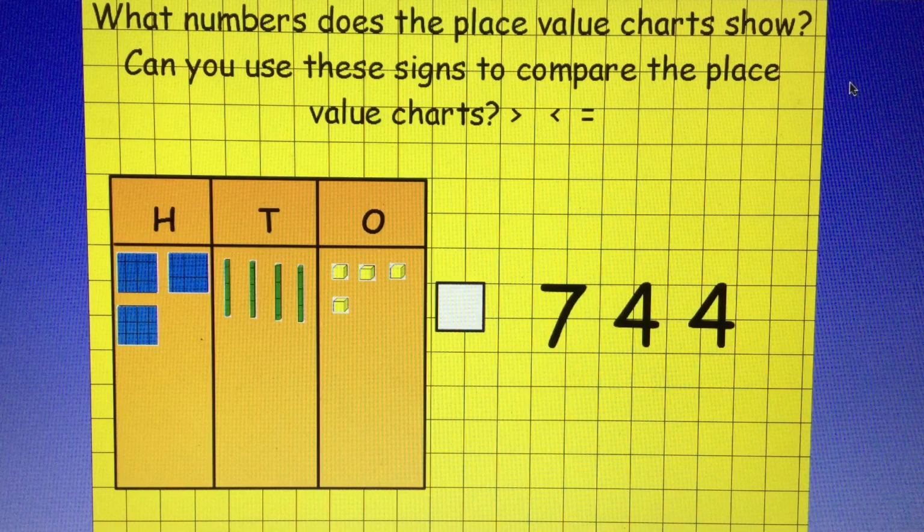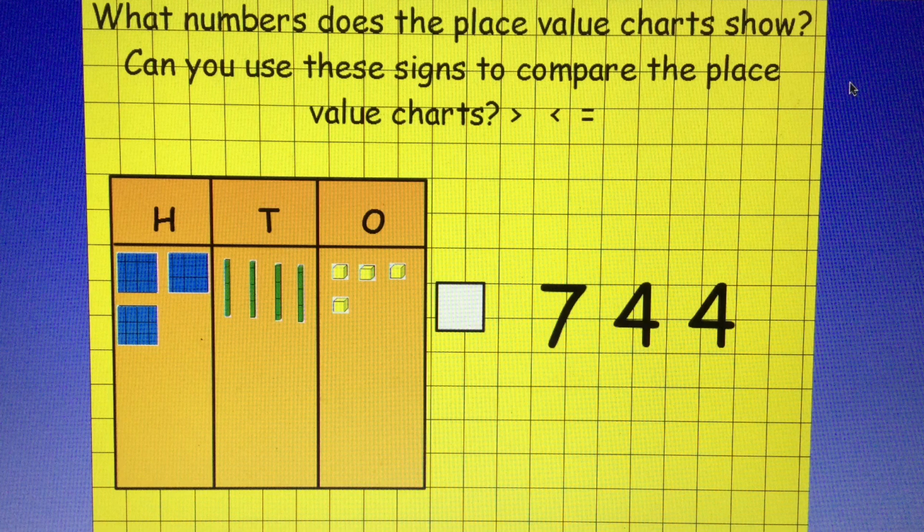What numbers does the place value chart show? You can use the signs to compare the numbers. The first place value chart shows 300s, 4 tens and 4 ones. So it's 344. You can record this if you need to. If you can remember, then that is fine. The second number is 744.